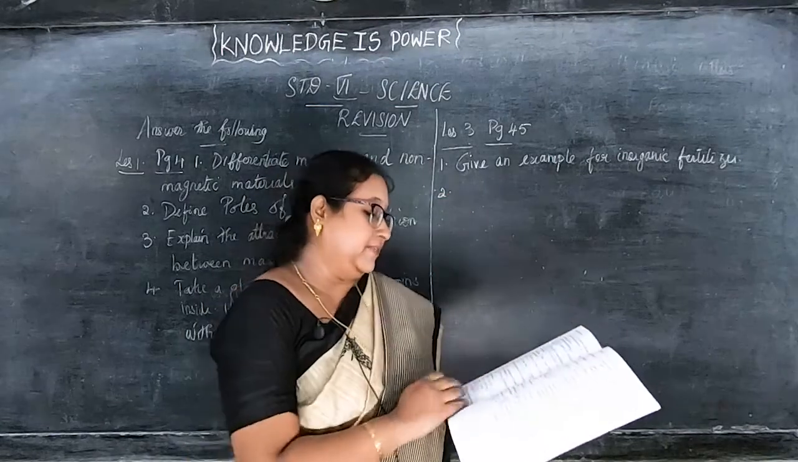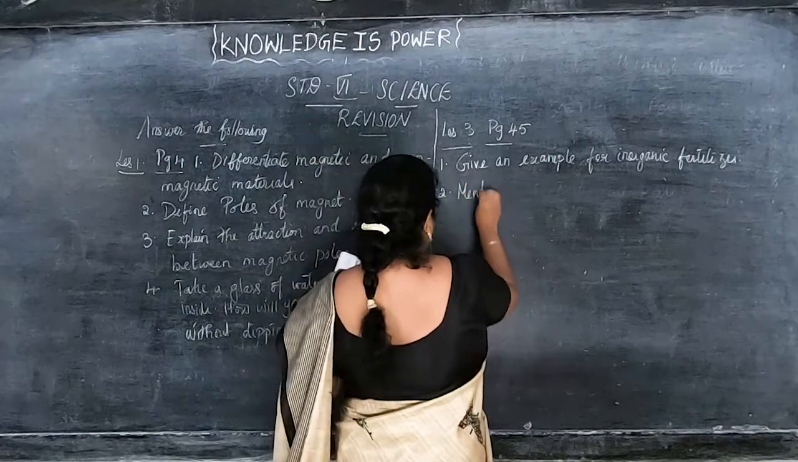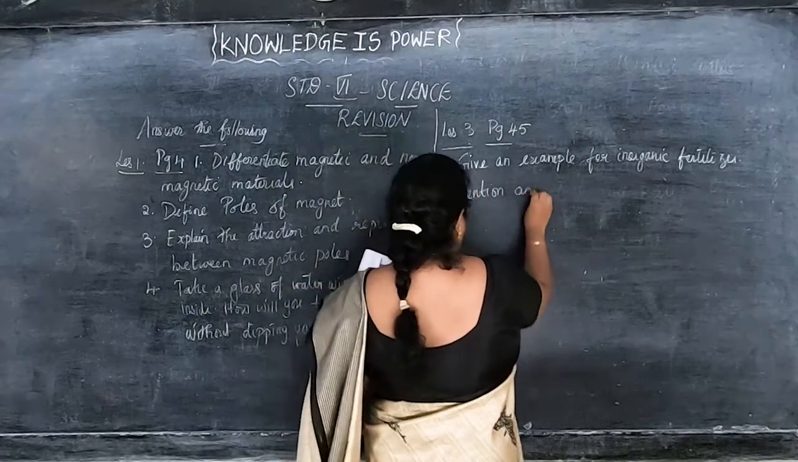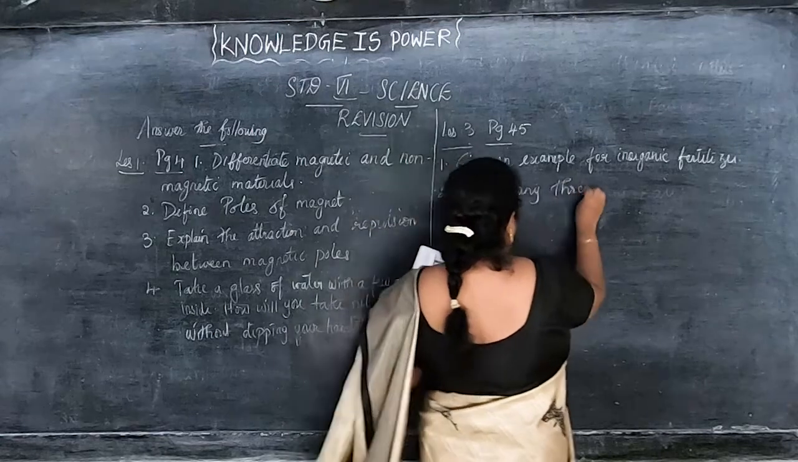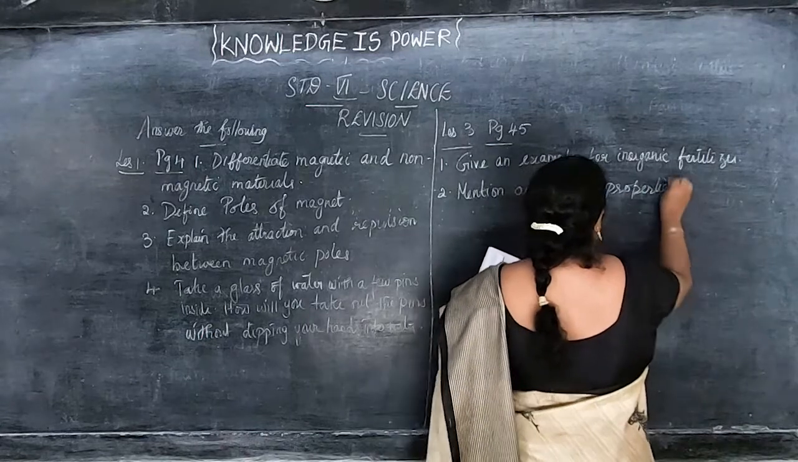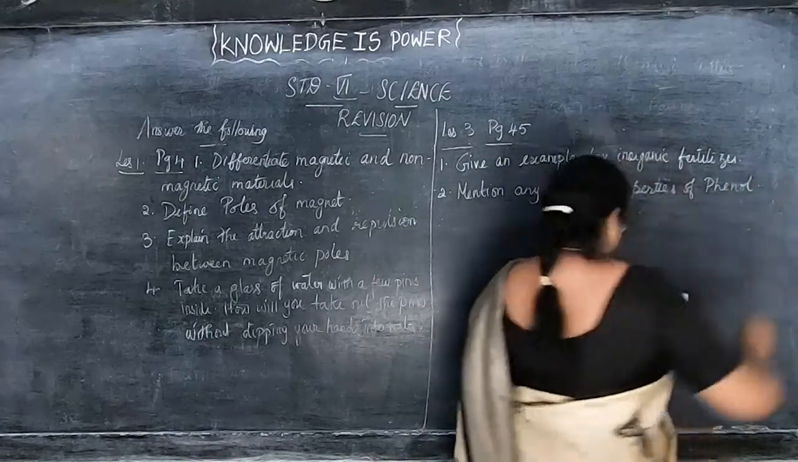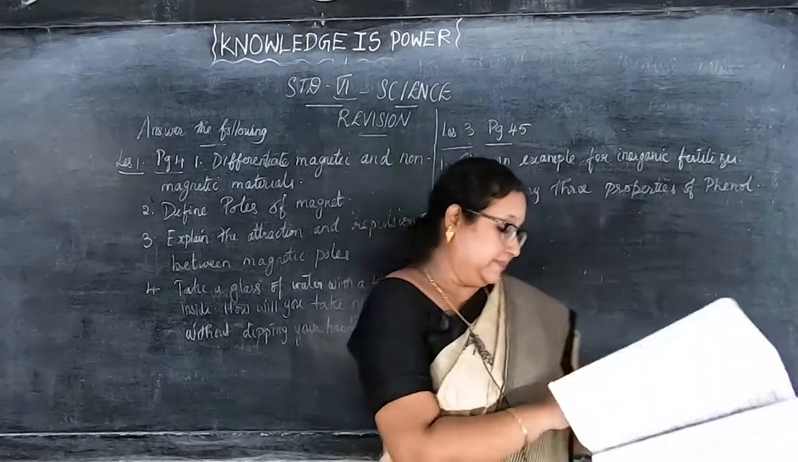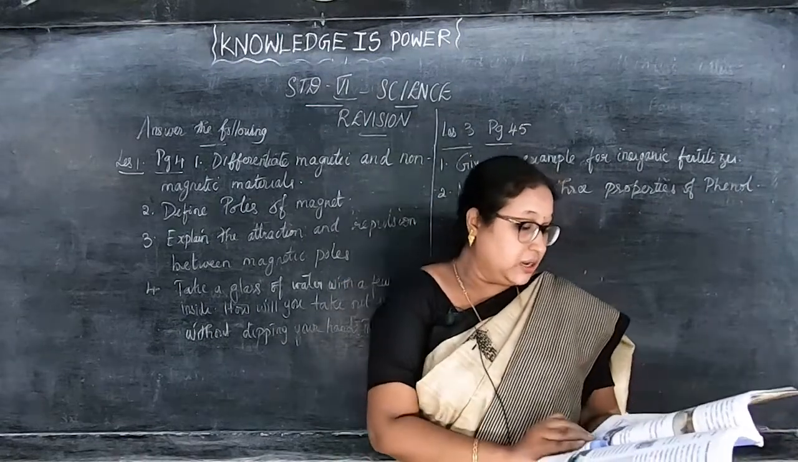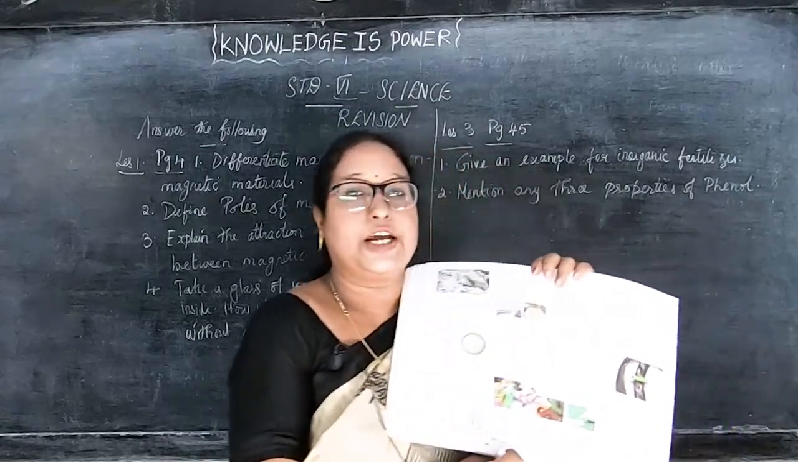Mention any 3 physical properties of phenol. That's in page number 40. You can take page number 40, children. Properties of phenol. See here, right side, last para you can see.